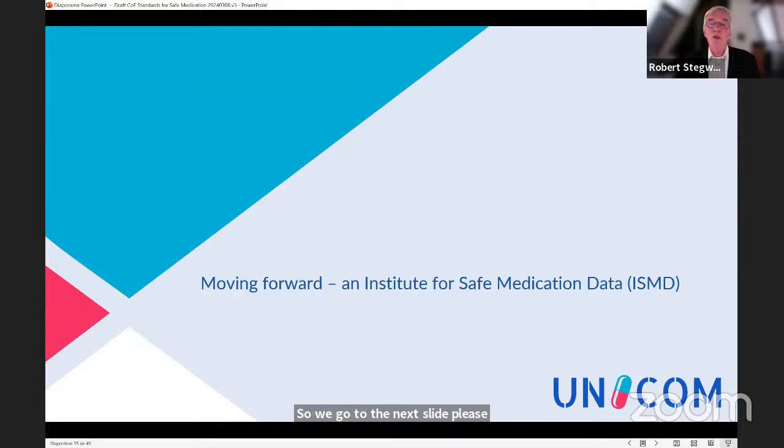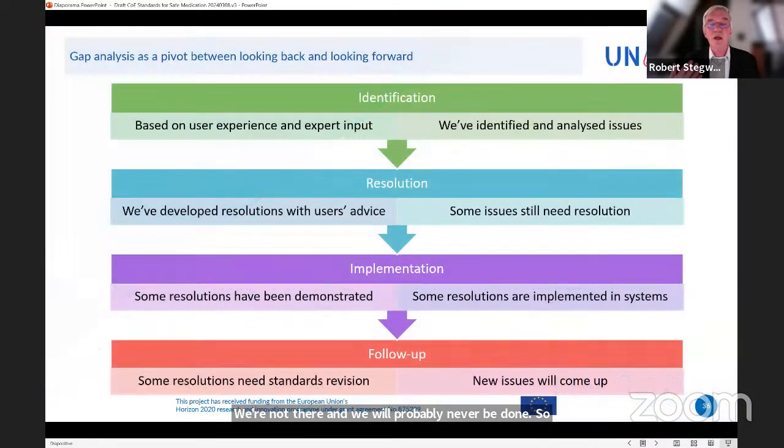We want to take this forward. I mean, this is not done. And as Christian already mentioned as part of his talk on the gap analysis, we're not there, and we will probably never be done. So if we go to the next slide, what we've done is really, with the gap analysis, we identified problems based on the user experience and expert input. We then worked on resolutions across and within the standards organizations. Then brought it back to implementation.